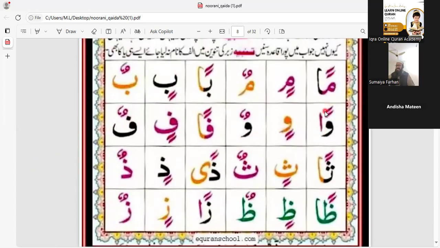Read this one. This is the first one. mim do zabar man. Not ma, min do the man. mim do the min, mim do pish mun, man min mun. Yeah, this one.